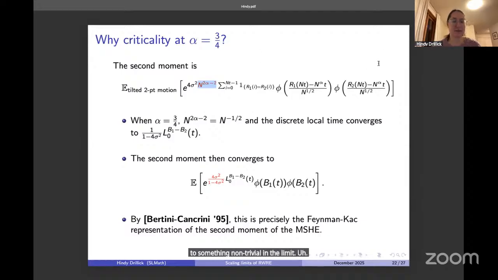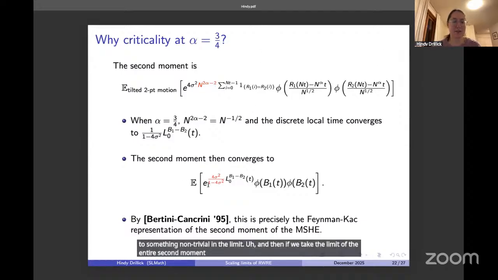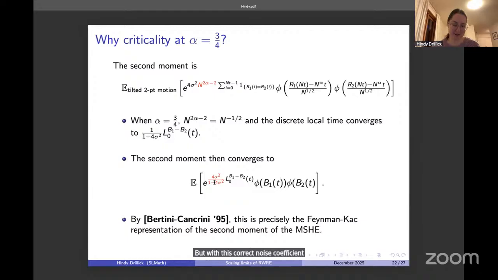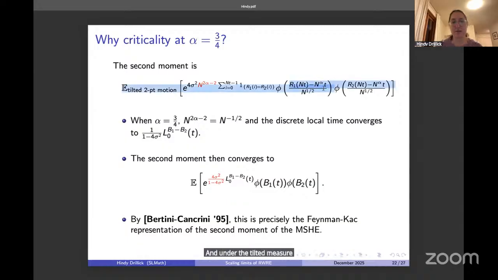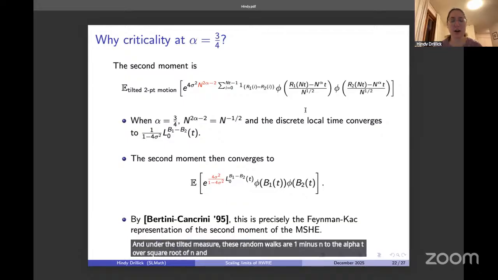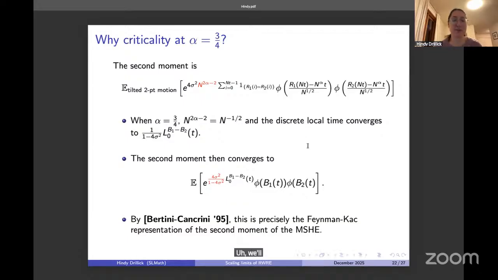And then if we take the limit of the entire second moment, now this exponential term will just become the exponential of Brownian local time, but with the now correct noise coefficient. And under the tilted measure, these random walks, R1 minus n to the alpha t over square root of n, and R2, will each converge to Brownian motions, because under the tilted measure, we've added in this drift. So the random walks are now centered and on a diffusive scale converge to Brownian motion.